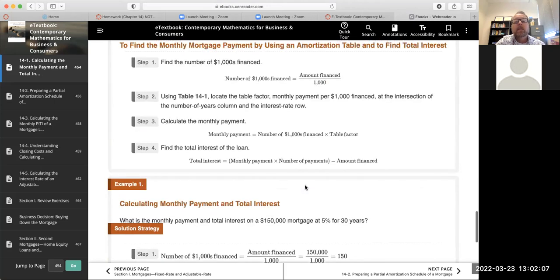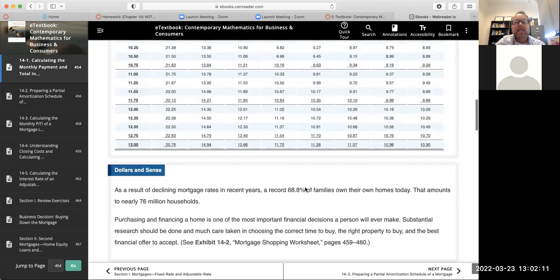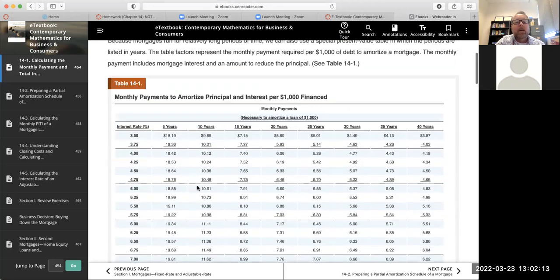What was the years again? How many years? Sorry, 30 years at 5%. So I'm going to go back to the table. We're going to go 5% right here, and then 30 years over here. So here's the 30, here's the 5, and they meet right here at 5.37.